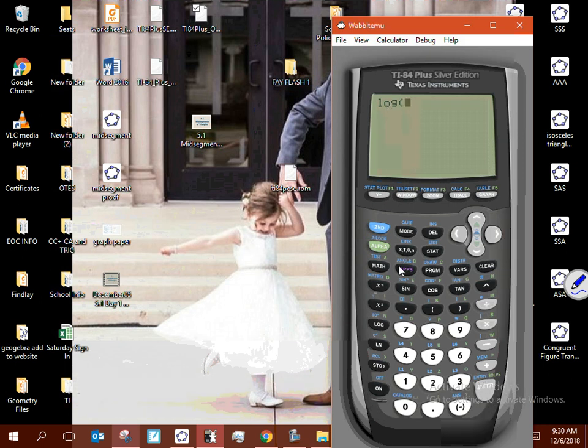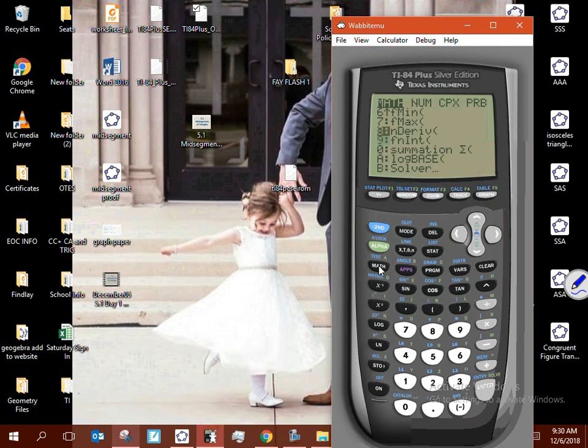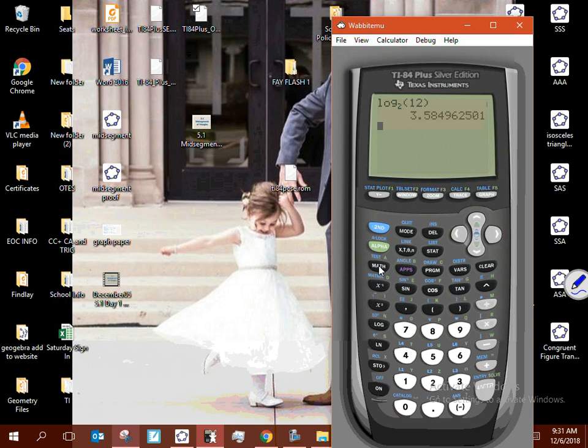But I do have the ability to go to math here, scroll down, and you see where it says log base. Hit enter. You see what it does for me? It now allows me to change the base without using our change of base formula that you maybe have experienced last year. Okay, we might talk about it again this year. But that will allow me to evaluate like a log base 2 of 12, and then I can use my calculator and give me that value.